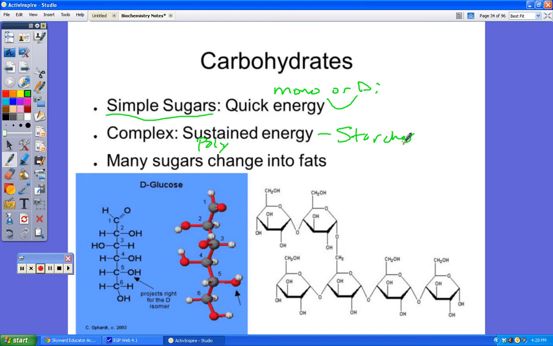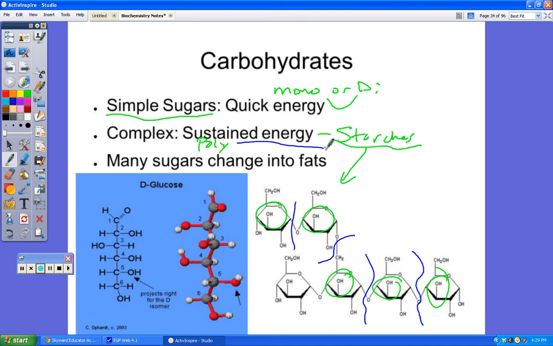So this down here is an example of a starch. We have one ring plus another ring plus another ring plus another ring plus another ring, and that typically goes on and on and on, and that's what starches are. So what ends up happening is your body needs to break these apart. Once it breaks those apart, then it can use it for energy down the road. So that's why complex carbohydrates provide sustained energy.